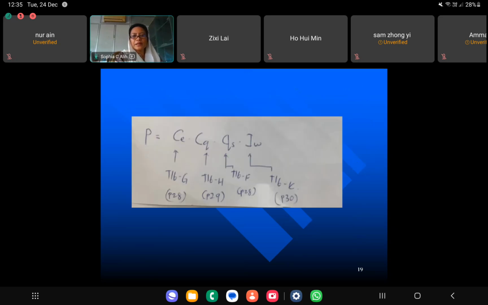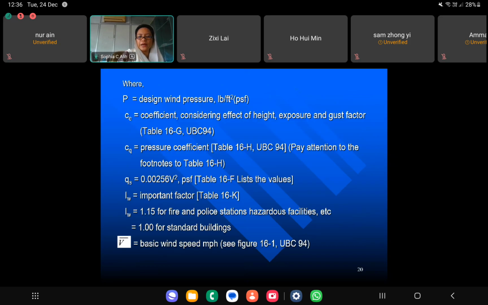So this is the one I simplified for you. CE you can get from table 16G. If you have your code right now, you can flip to it: 16G for CE, CQ from 16H, QS from 16F, and IW from 16K. So you get all these equations, and you will have your wind pressure based on the American code, okay?